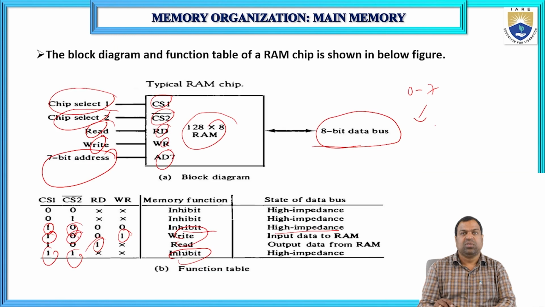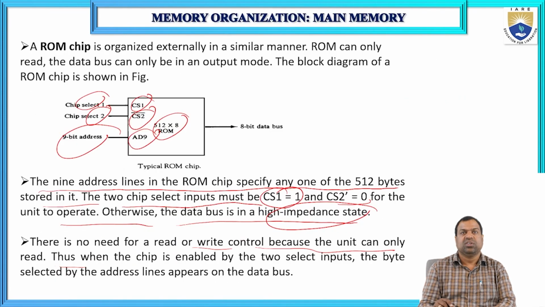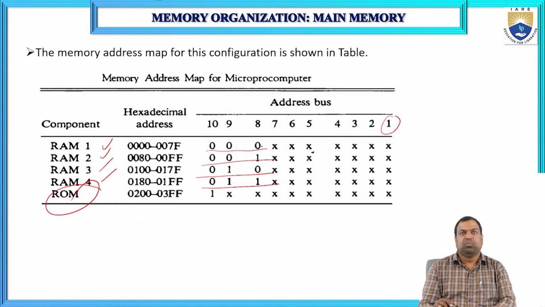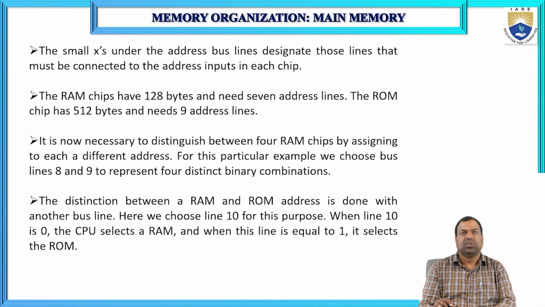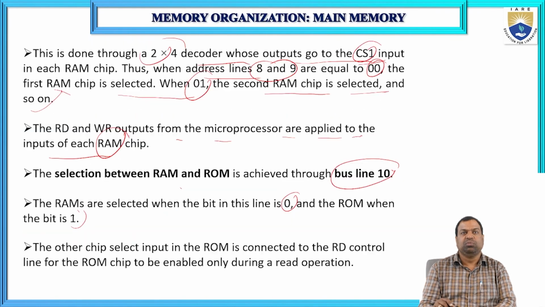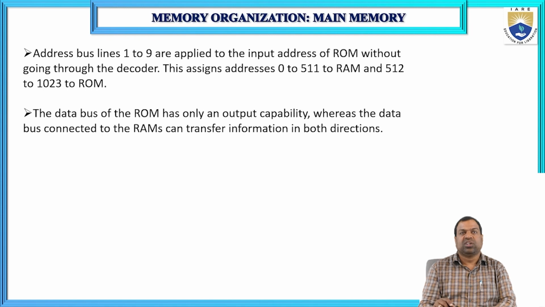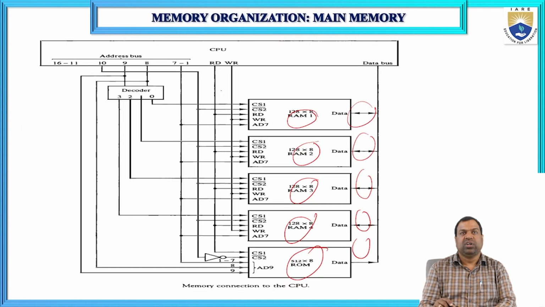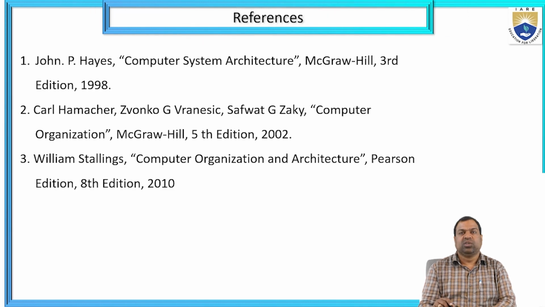It is the RAM and ROM chip selections, chip selection 1, 2 with the read and write operation. It is a chip selection of ROM with the read operation, and it is a memory address mapping. 1 to 10 address lines are there: RAM 1, RAM 2, RAM 3, RAM 4 connected to the ROM. And it is a memory hierarchy, memory connection to CPU with the RAM and ROM. These are the address lines of RAM and ROM. It is the address bus from the CPU through the memory RAM 1, RAM 2, RAM 3, RAM 4 with ROM. It is about the main memory.